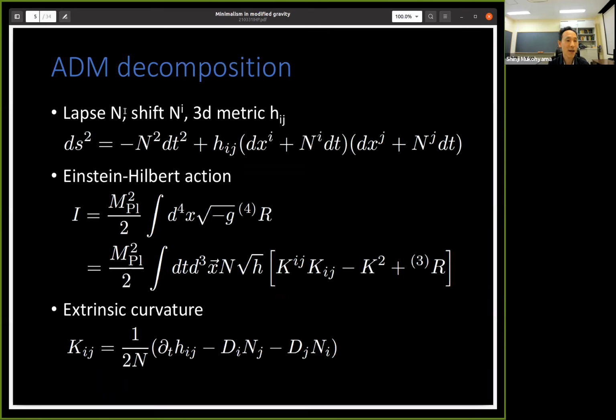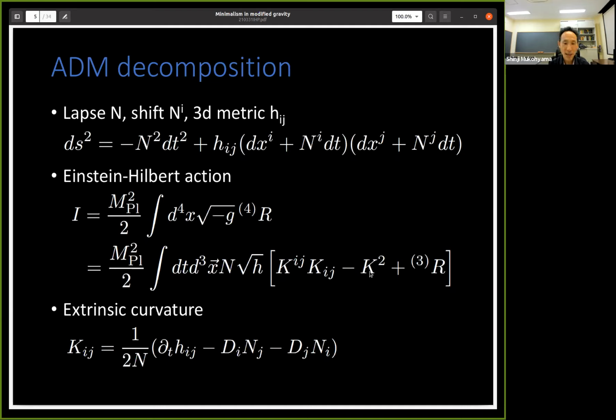So we have lapse N and shift N^i. Lapse is here and shift is here, and the 3D metric h_ij here. So these are the 1 and the 3 and the 6, so we have in total 10 components. By plugging this into the Einstein-Hilbert action for GR, general relativity, we get this expression.